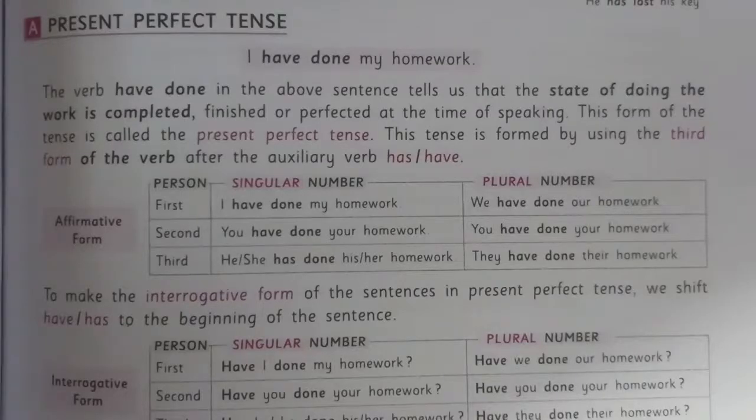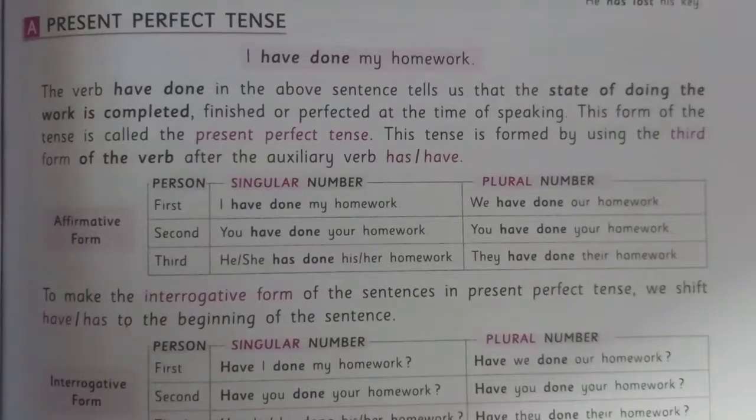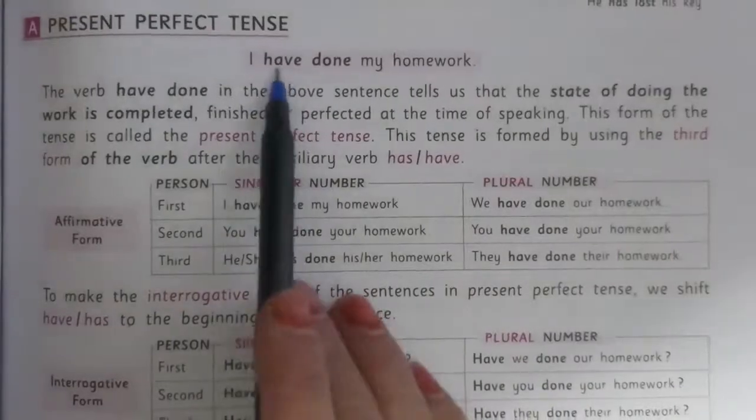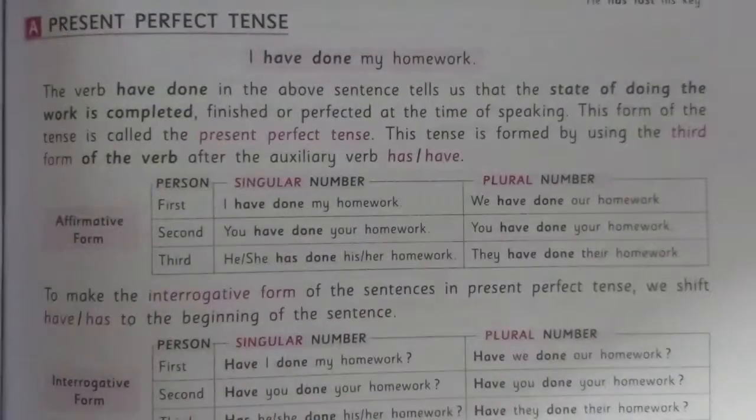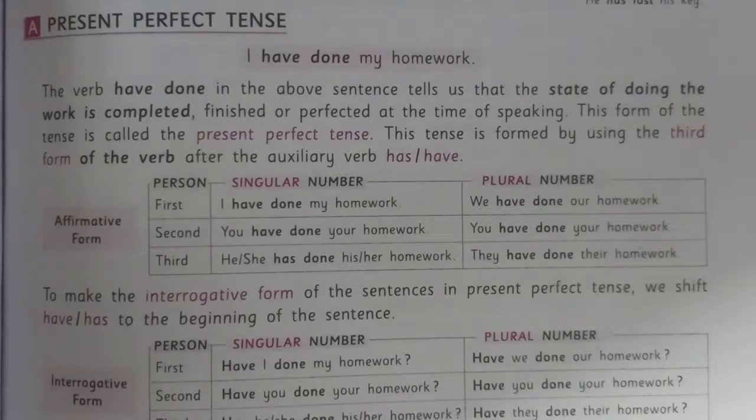For example, if I say, I have done my homework, what does it mean? It means that the completion of the homework was going on in the past but has been completed recently in the present period of time. The words have done in this sentence tell us that the state of doing work is completed at the time of speaking, and this form of the tense is called present perfect tense.